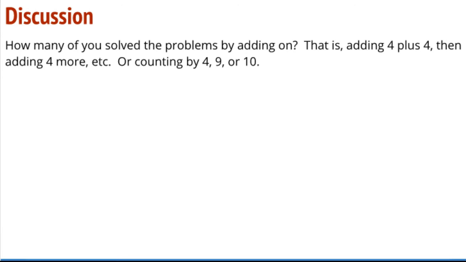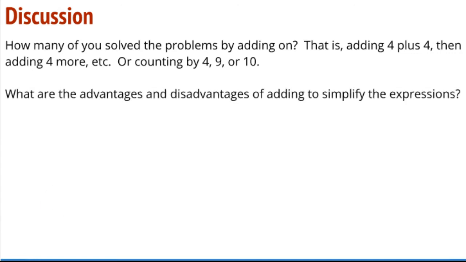So adding on is what I first modeled. Add 4, then add 4 more, and then add 4 more. So advantage: if I don't know how to do multiplication, but I do know how to do addition, then this works okay. Big disadvantage: if we've got a lot of numbers that we're adding together, it can really take a while, and it increases the opportunity to make mistakes.